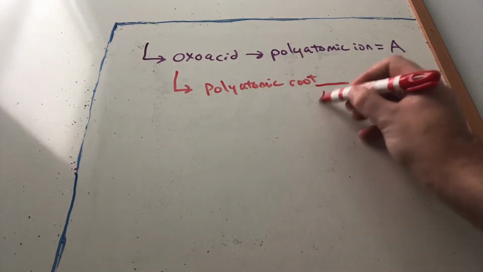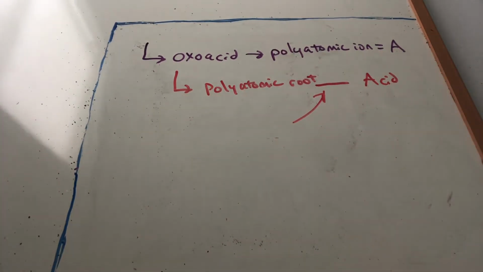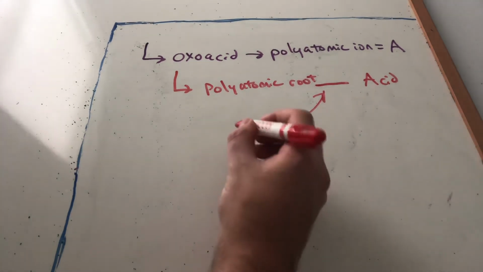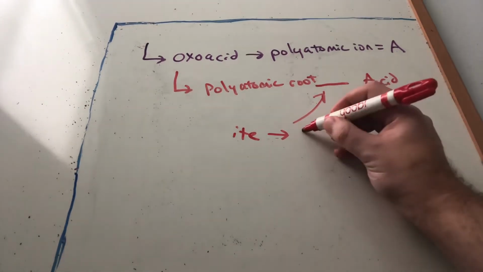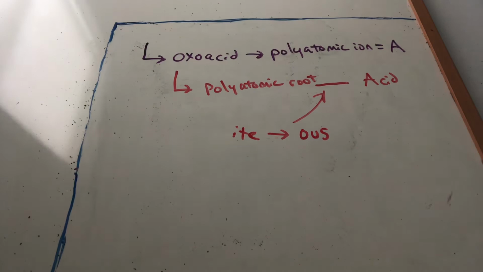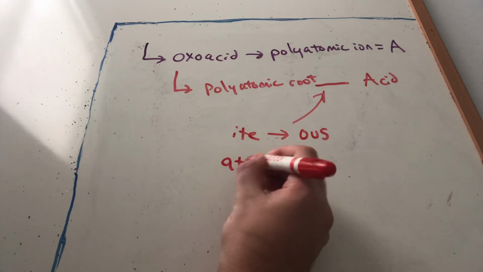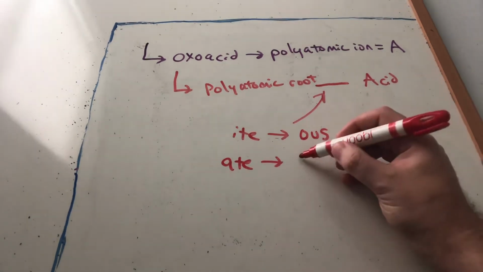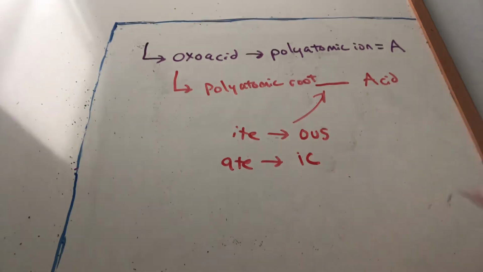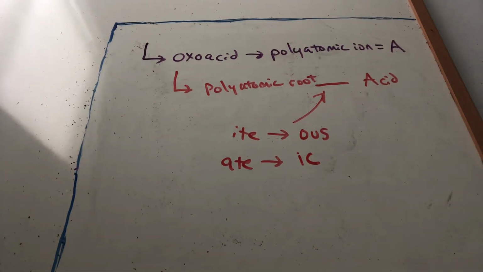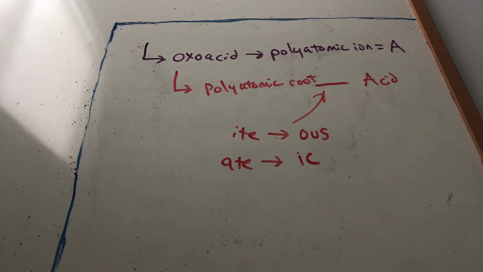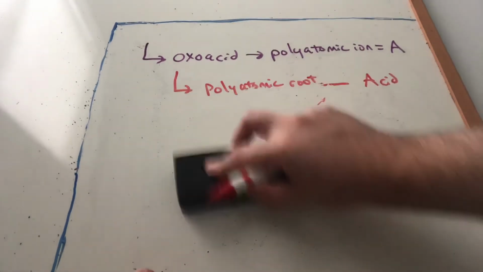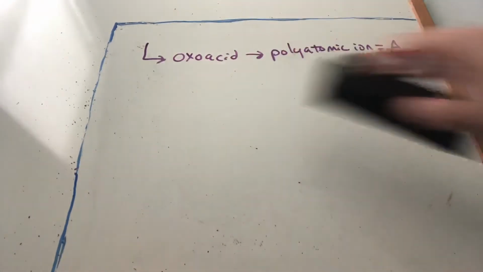So we use a polyatomic root, and this ending depends on how the polyatomic ends. If the polyatomic ends in ITE, then for the acid, we turn that into OUS. Ite becomes ous, all right? If it ends in ATE, the polyatomic root is used, and then the ATE is replaced with IC. Ite becomes ous, and ate becomes ic. Okay, so the easiest thing to do, as always, is to look at some examples.